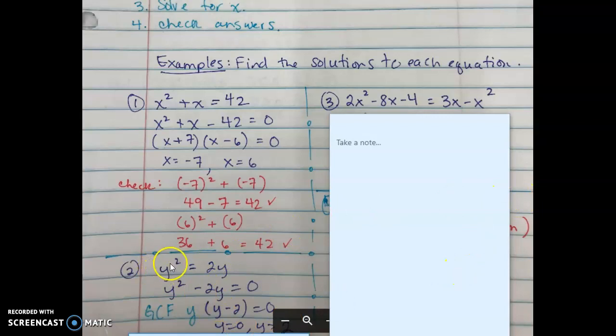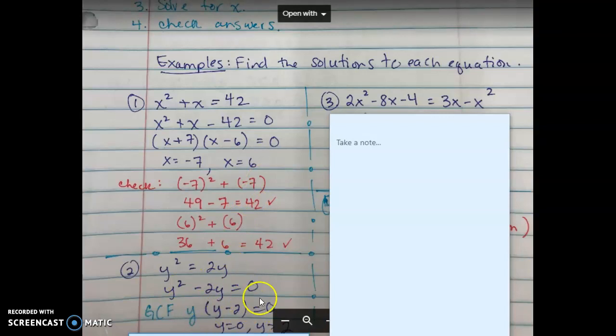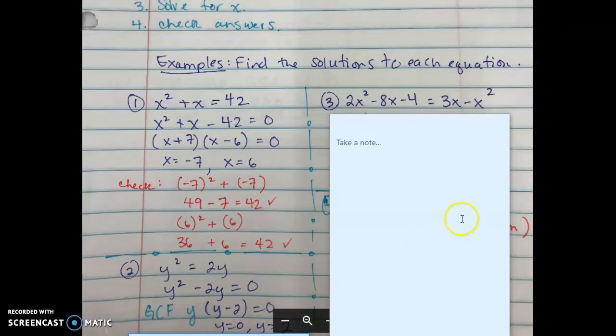If you plug in 0 and square it on the left-hand side, you get 0. On the right-hand side, if you do 2 times 0, you get 0. So you do get the same answer on both sides. And if you plug in 2, 2 squared is 4, and 2 times 2 is also 4, so you know you've got it right. I just didn't have any room to check it, and it was an easy one. I just did that one in my head.